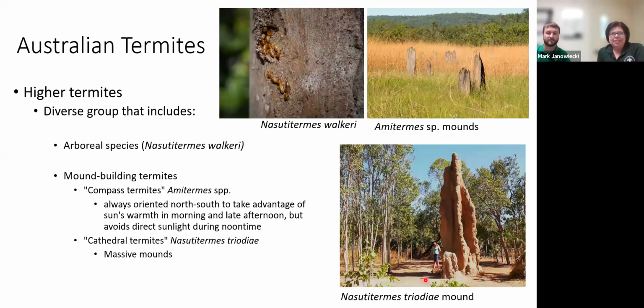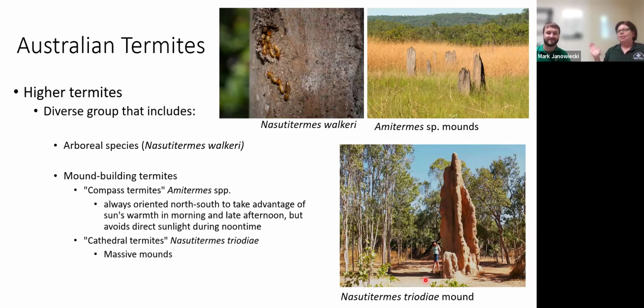Okay, so higher termites in Australia, it's another very diverse group. We have arboreal species that will nest in trees, in the canopies. And there are some different mound building termites here in Australia. These are different in that there are compass termites and cathedral termites.